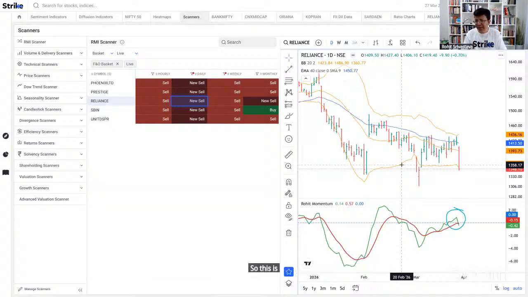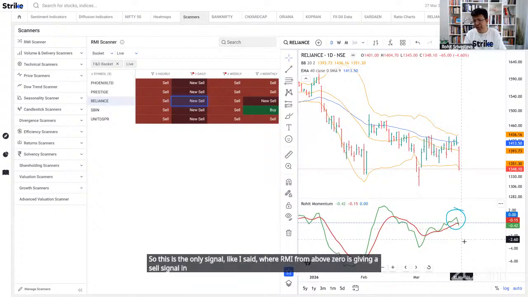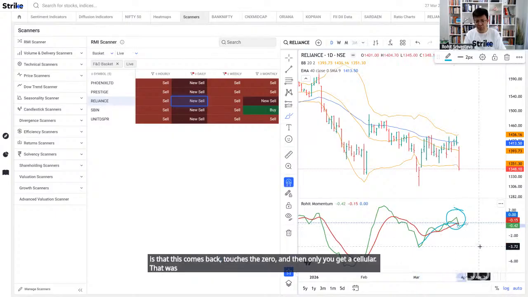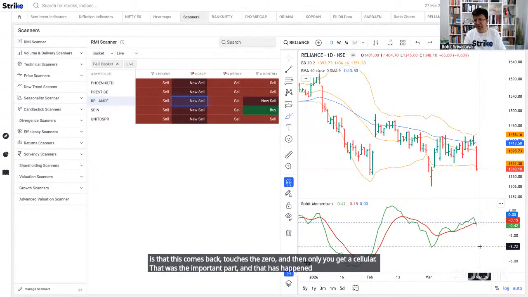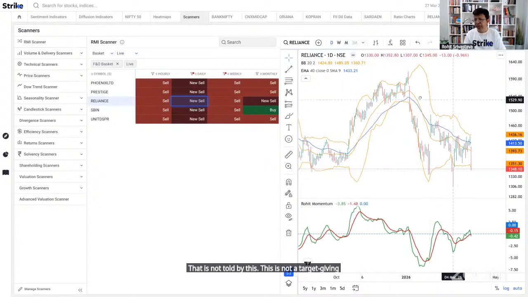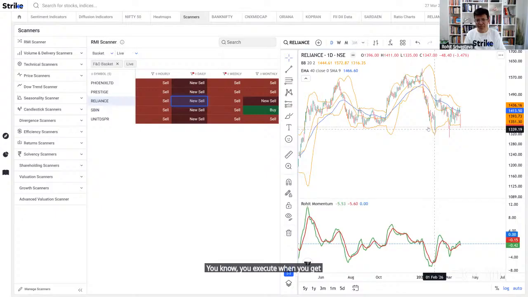So this is the only signal, like I said, where RMI from above zero is giving a sell signal, in Reliance. Even though the crossover is happening below zero, that's okay. What is important here is that this comes back, touches the zero, and then only you get a sell here. That was the important part, and that has happened in Reliance. So at least it's indicating that there could be downside. How much? That is not told by this. This is not a target giving system. This is an execution system. You execute when you get something. So that's what it tells you.